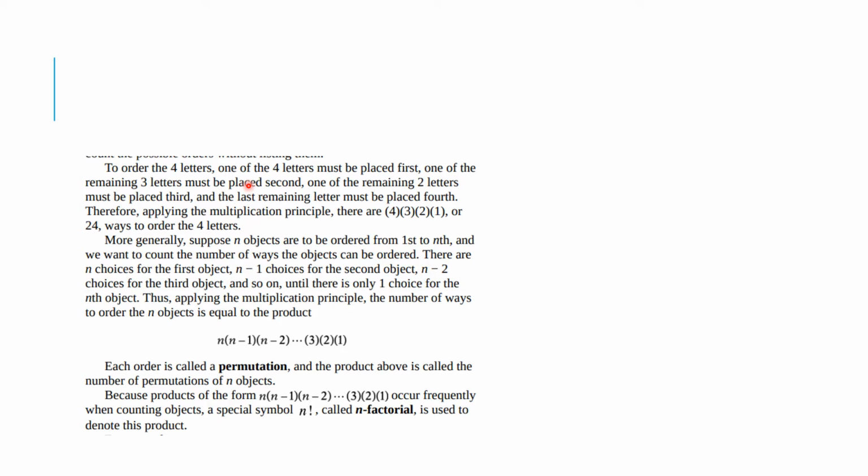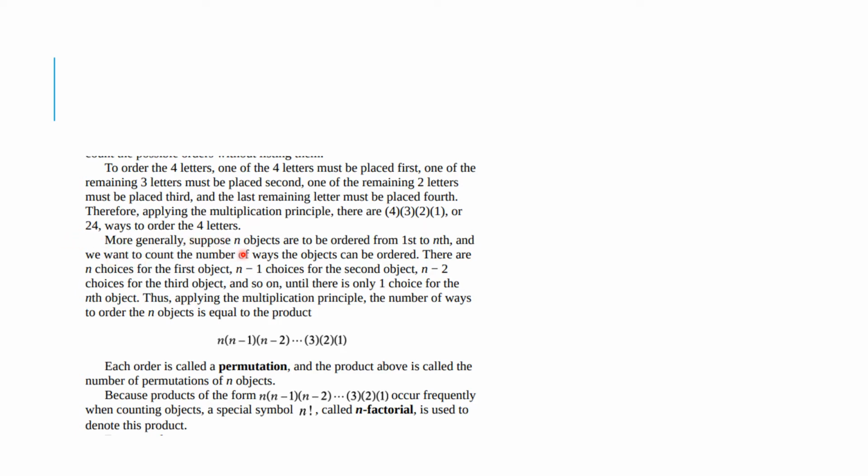To order the 4 letters, one of the 4 letters must be placed first. One of the remaining 3 letters must be placed second, one of the remaining 2 letters must be placed third, and the last remaining letter must be placed fourth. Therefore, applying the multiplication principle, there are 4 × 3 × 2 × 1, or 24 ways to order the 4 letters.